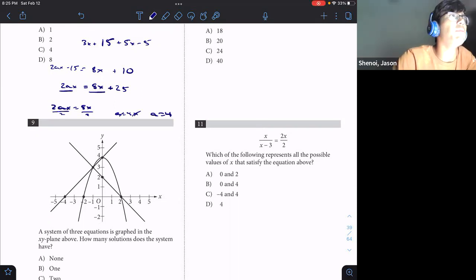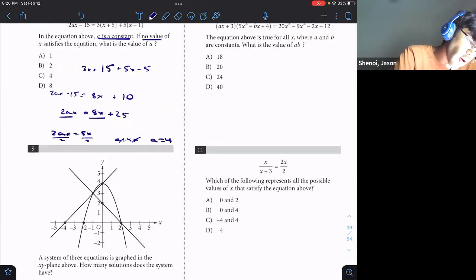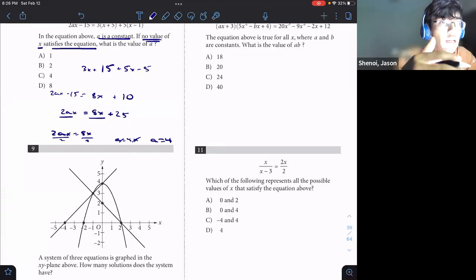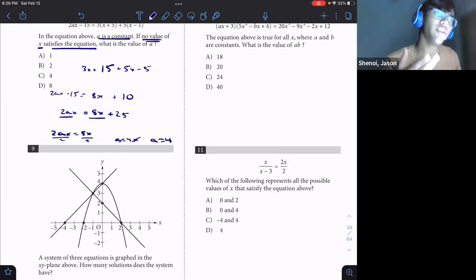Well, I solved the equation, but how did I know to do that? The reason is a is a constant and no value of x satisfies the equation. That means that the equation is never solvable. If you have an x in the equation, it's able to be solved because x will equal something. But you want there not to be an x, so you have to get rid of all the x's. The only way to do that is one side of the equation has to balance out the other perfectly so they cancel out. And to do that, you make a equal to 4. So the answer is C.